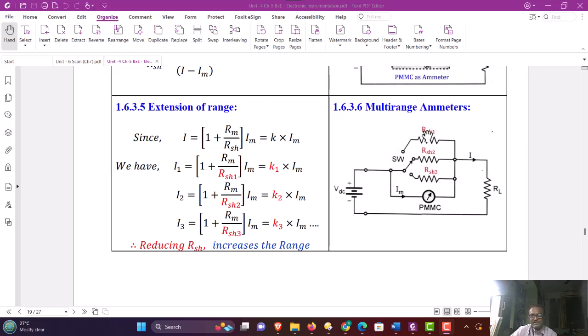For example, first range is for 10 ampere, second range is for 20 ampere, third range is for maximum 30 ampere. Depending on value of RSH1, RSH2 and RSH3, you can decide the maximum operating range of the ammeter. And here the multi output position switch or multi-pole switch can be used for changing the range of the ammeter.